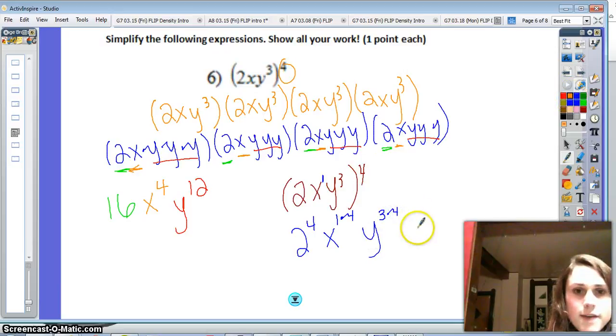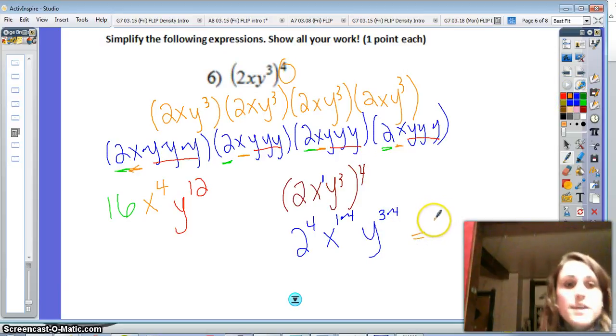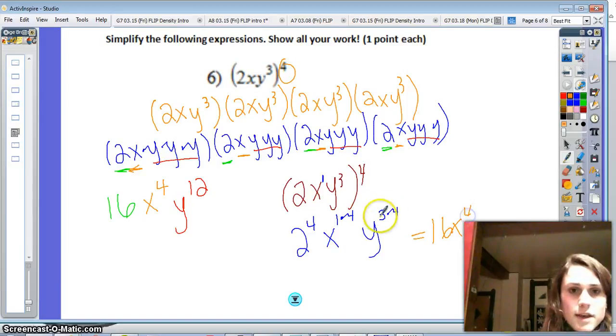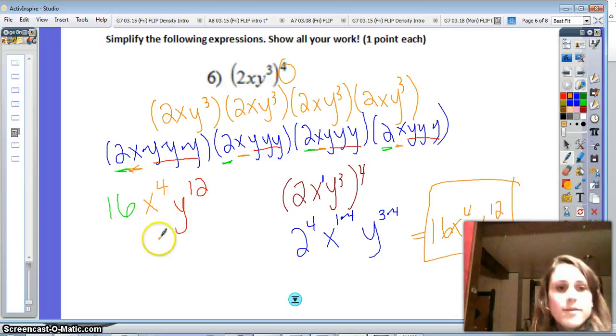And when you simplify that, you get 2 to the 4th is 16. 1 times 4 is 4. And then 3 times 4 is 12. Is that the same answer as over here? Yep. Good work.